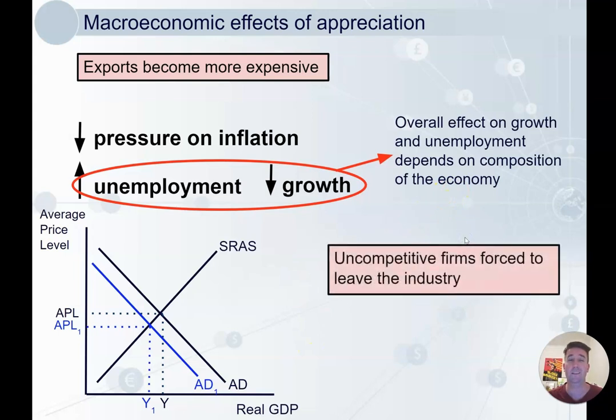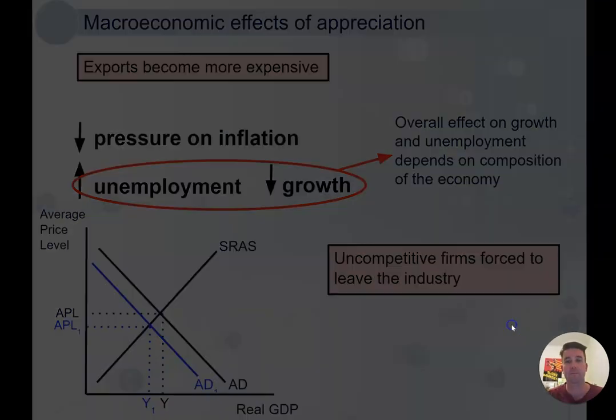Okay. And a downside is that some uncompetitive firms are going to have to leave the industry. Now that they have to be that much more efficient, they might not be able to compete. They're going to sell less. They might have to leave the industry. That could be bad news for some firms.